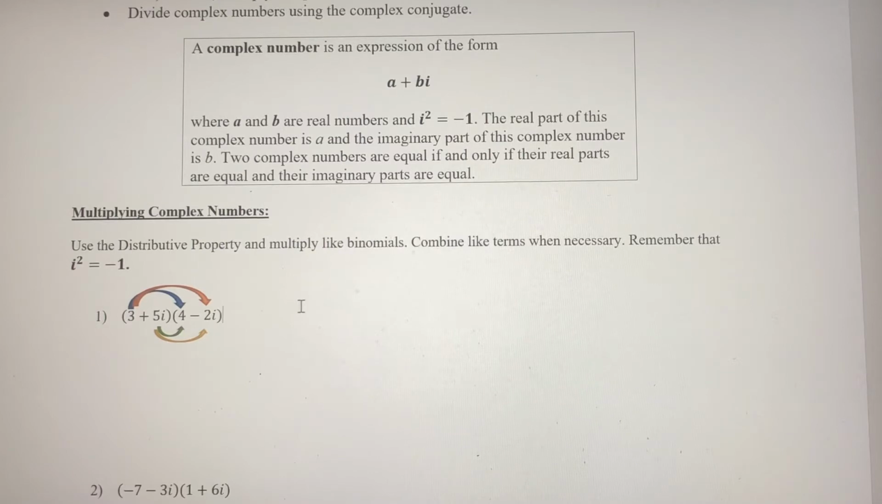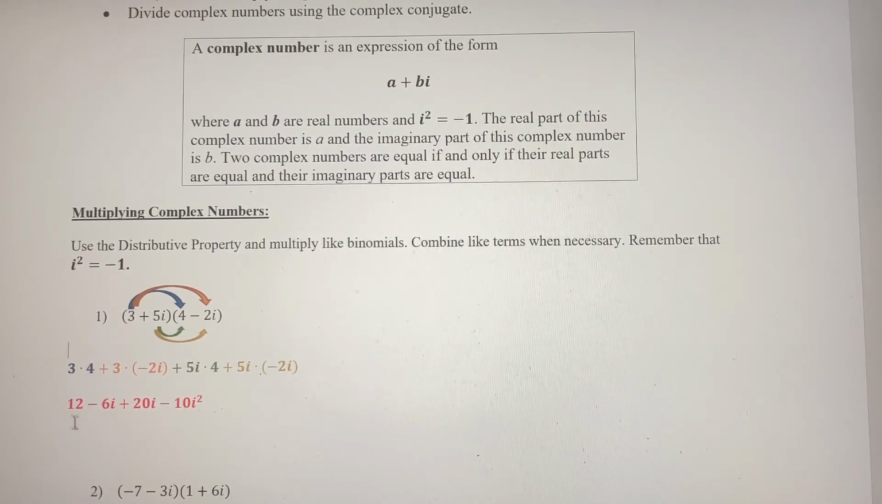Okay, so I've tried to color code these. So 3 times 4 in blue. Okay, then 3 times -2i in an orange color there. Then 5i times 4 in green. And then 5i times -2i in gold. All right, so let's simplify and see what happens throughout the process. So 3 times 4 we know is 12. 3 times -2i is -6i. 5i times 4 is 20i, and 5i times -2i is -10i squared, okay?